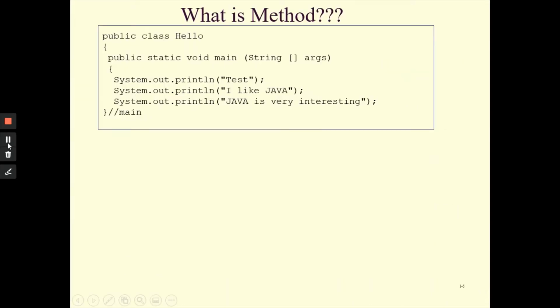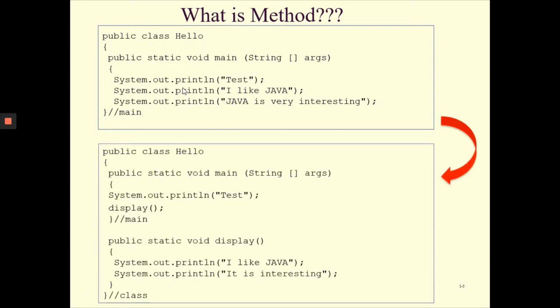Okay, so to give you a brief idea about methods, this is one simple code for you. In this code, we have a main method and we have 3 SOPs here. Test, I like Java, and also Java is very interesting. So if we are going to separate this code into another method, this is how we will do it. The code below is where we have divided the code into methods.